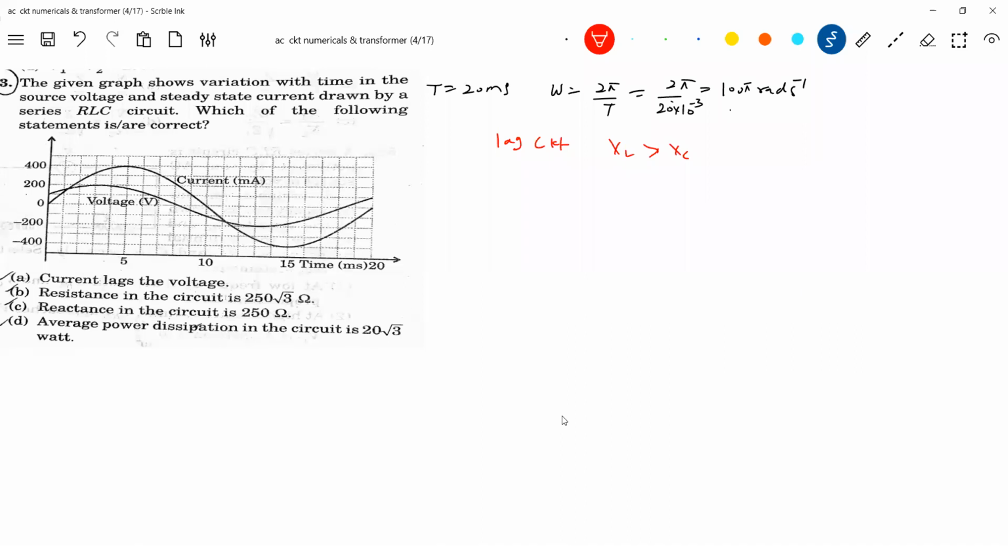So go back to the basic idea. We'll write the expression for V. V equals V_m sine omega t plus the initial phase at t equals 0. What is the value of V? V will be 100.